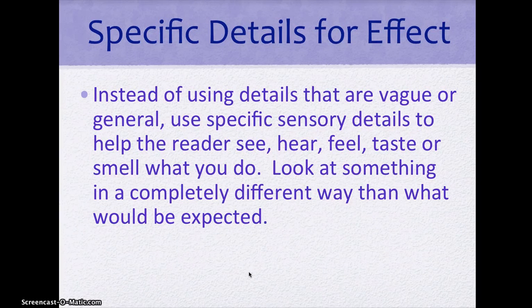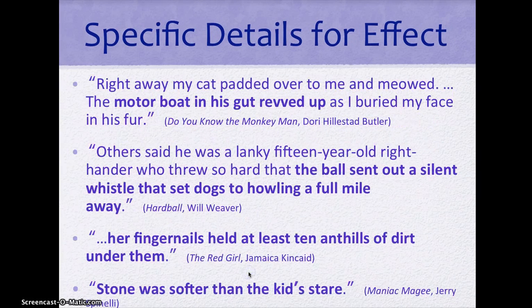All right, so let's get started looking at what I'm talking about when I say specific details for effect. This first one is a great example because the author could have simply just said, the cat purred. But instead, she says it in a completely unordinary way. So right away, my cat padded over to me and meowed. The motorboat in his gut revved up, and I buried my face in his fur. What a great way to say that, because she could have simply said, my cat purred, and as I buried my face in his fur.